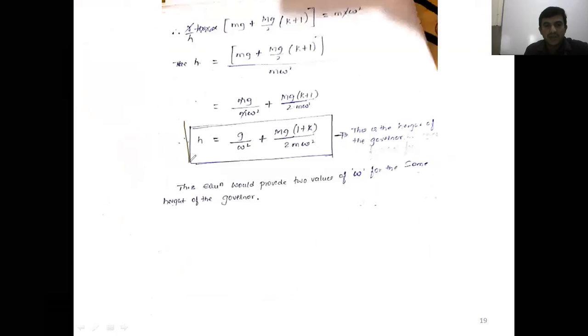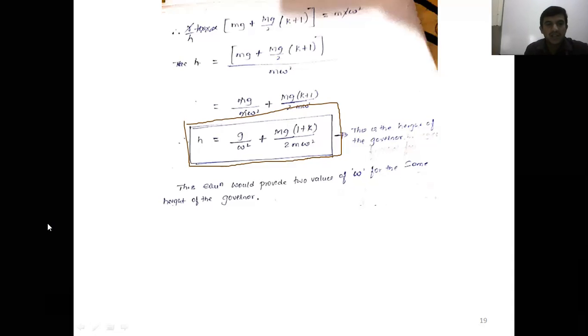That is, the height of the governor is equal to g divided by omega square plus mg into 1 plus k divided by 2m omega square, where g is nothing but acceleration due to gravity, 9.81 meter per second square. Omega is nothing but 2 pi n by 60. Capital M stands for the mass of the sleeve. k is nothing but tan beta by tan alpha. Small m stands for the mass of the governor ball.